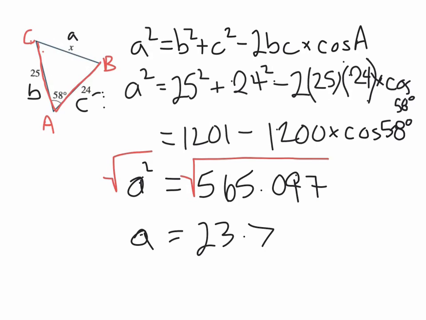Okay, 23.77. When I look at this compared to my other two sides, I always like to look back and think to myself, does this 23.77 seem likely? Yep, our sides are all pretty similar size. And that's how you find the length of a side using the cosine rule or law.